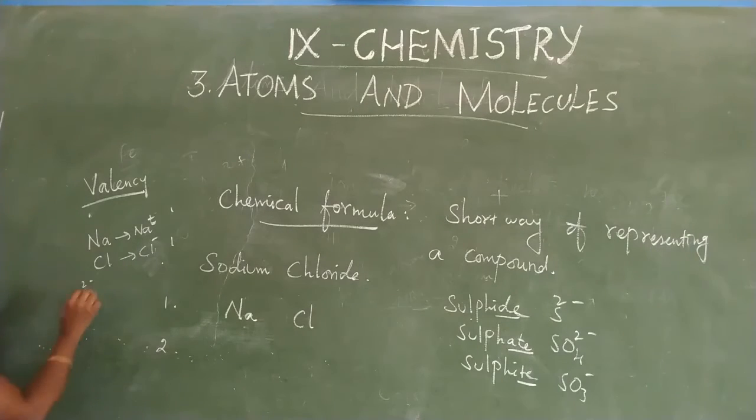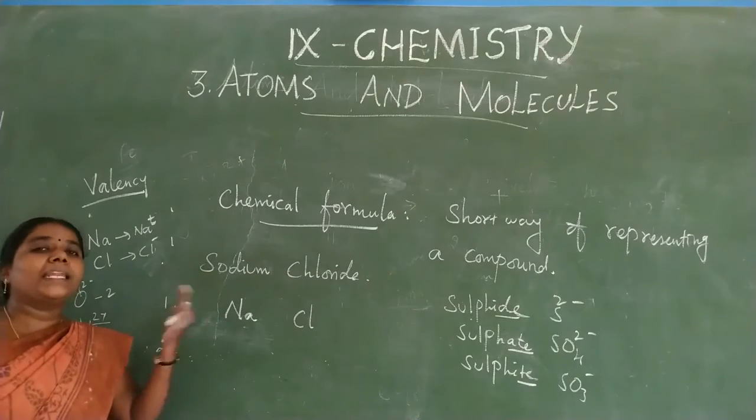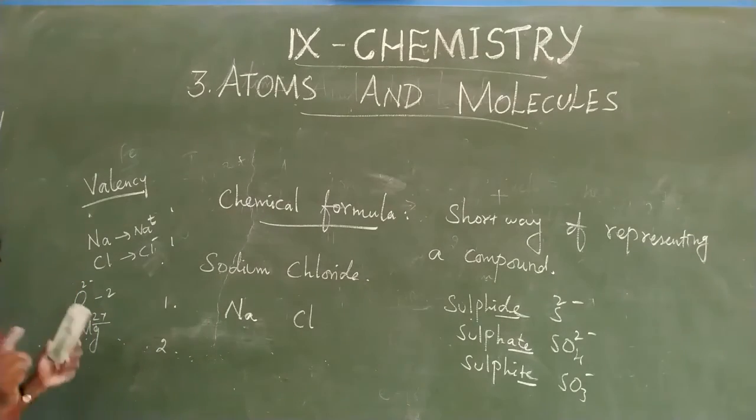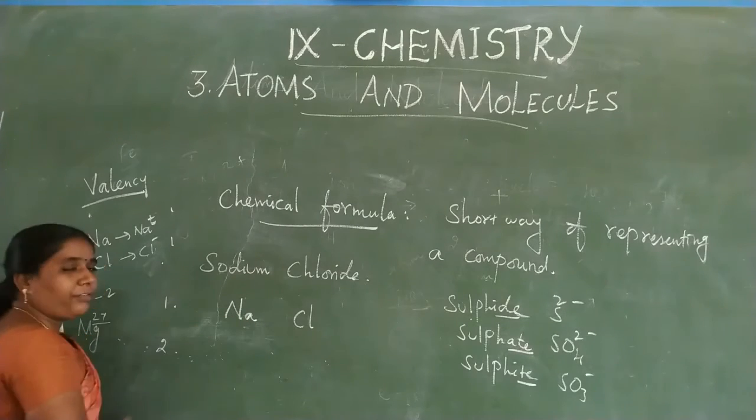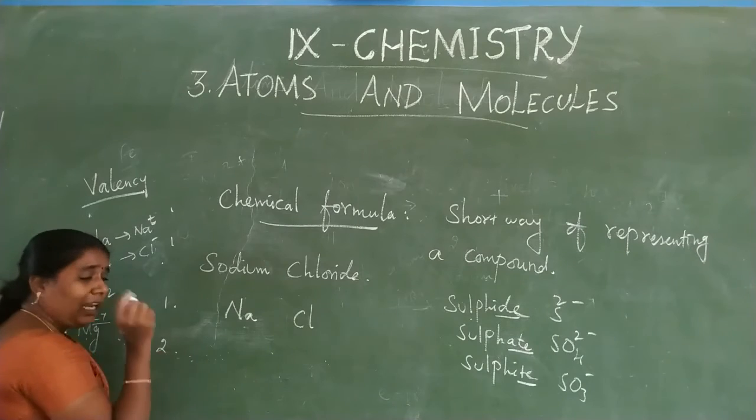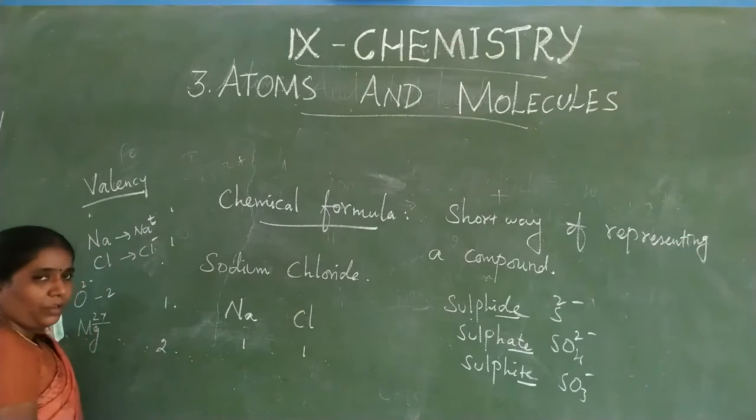Same like this, oxide will gain 2 electrons, so valency is 2. And magnesium lost 2 electrons, valency is 2. Like this, during a chemical reaction, loss of electrons, gain of electrons, or sharing of electrons is said to be valency. So you have to know the valency. What's the valency for sodium? Sodium will lose one electron, so valency 1. Chlorine will gain one electron, valency 1.